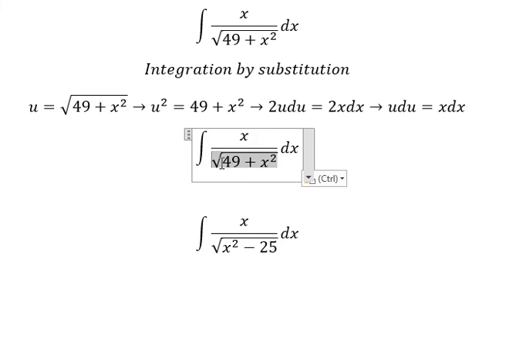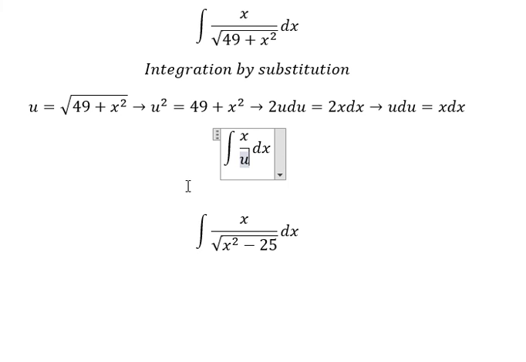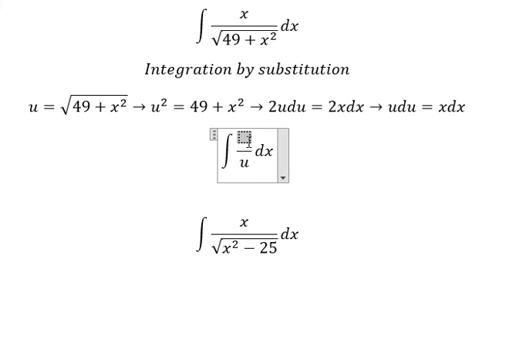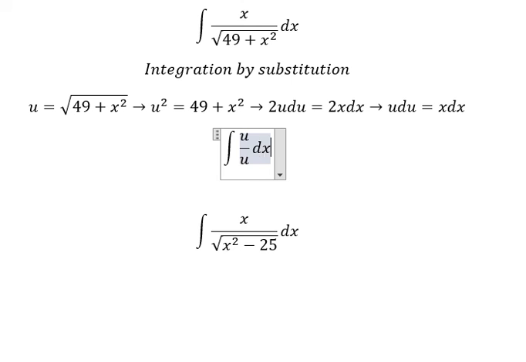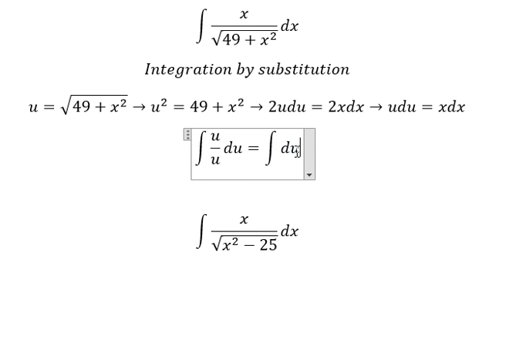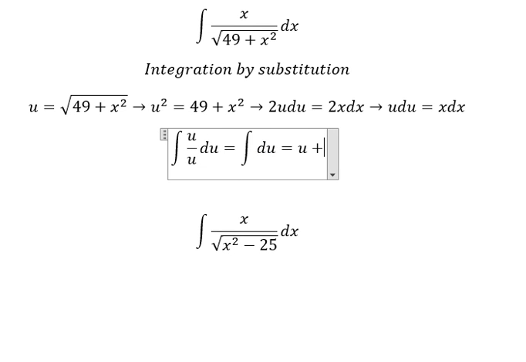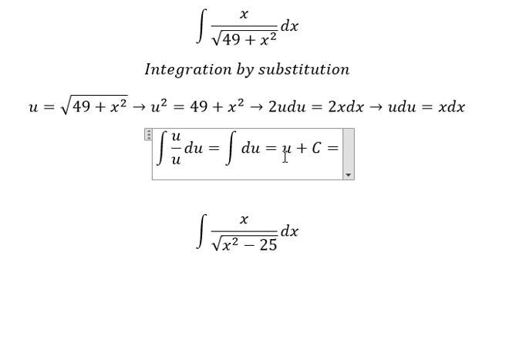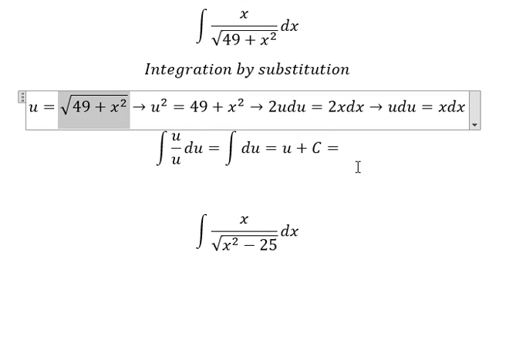The square root, we change by u. S dx, we change by u du. And this one, we will have the integration of du because u divided by u. And this one you get u. And we put c. About u, that's about this one.